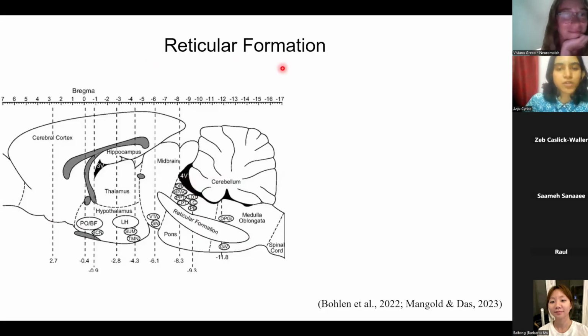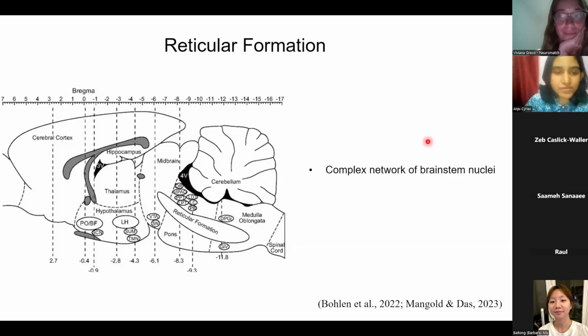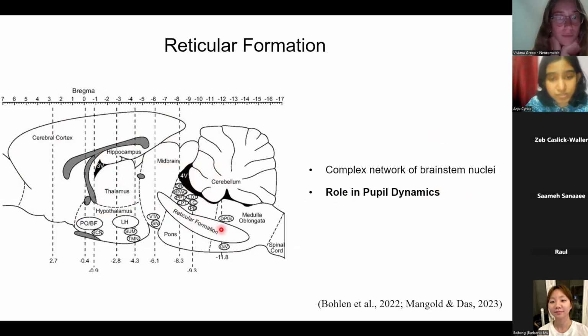Okay. So what is reticular formation? Reticular formation is a complex network of brainstem nuclei, and it has several functions. It's involved in motor control and in some emotional control. We are particularly interested in the role of reticular formation in pupil dynamics. This is a representative image of a mouse or rat brain, and you can see the reticular formation here.